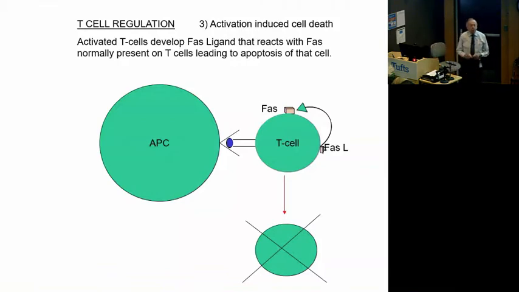Yeah? Are we saying that the Fas ligand and the Fas are... The question is, are we saying that Fas ligand and Fas are on the same T cell? The answer is yes. Your T cell has Fas, and after a while it gets so active, it says turn off. It now makes Fas ligand, which interacts with Fas and turns off.